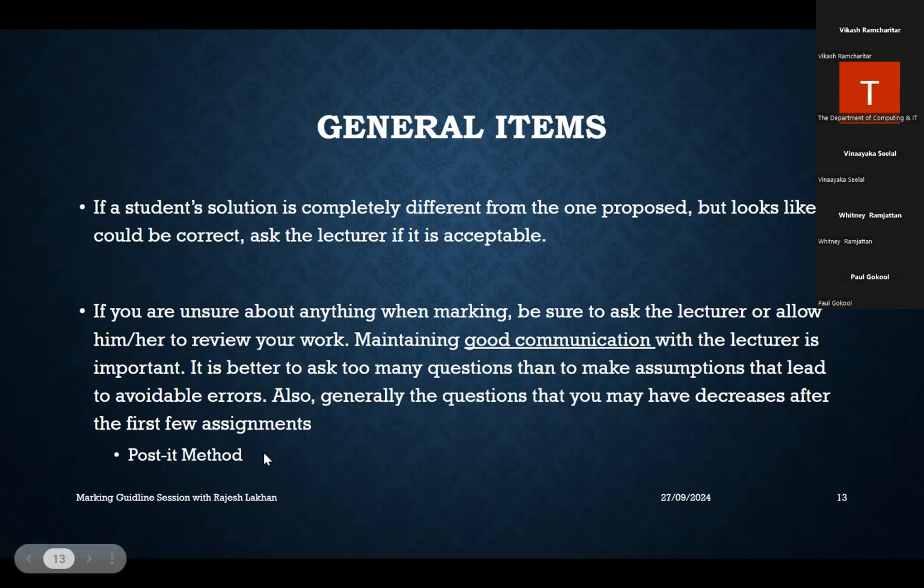So what I do when I mark, and if I have questions for the lecturer, I have a little post-it and I write down the question on the post-it and I stick it at the top of the script. And that way I just jump to the next question and I keep going. So when I do meet the lecturer and I have questions, I find the scripts easily with the post-its and I sort out my questions. So that way you don't stop.